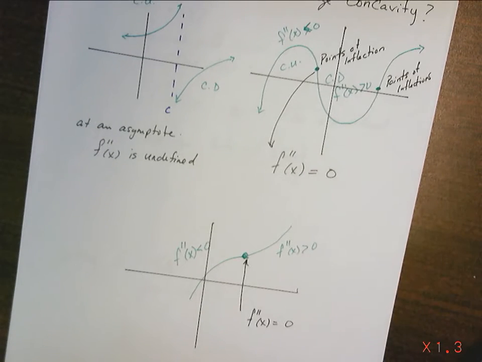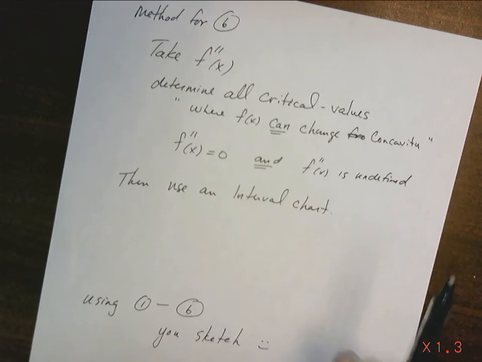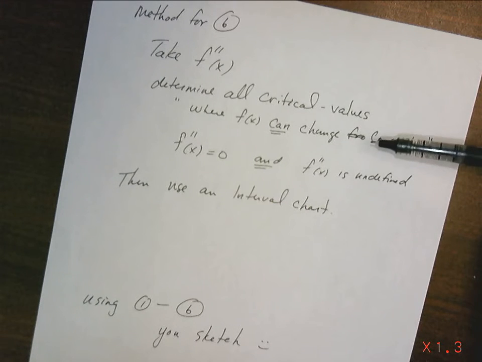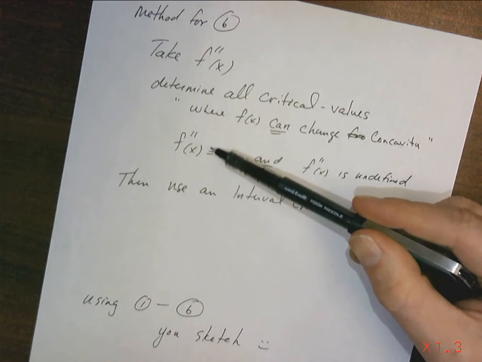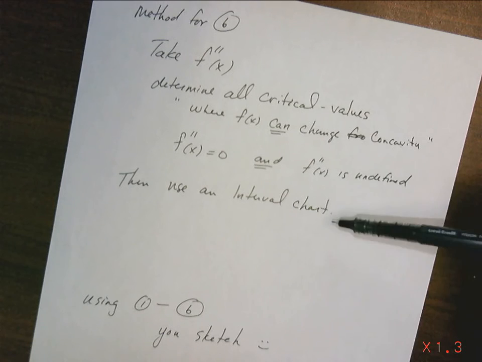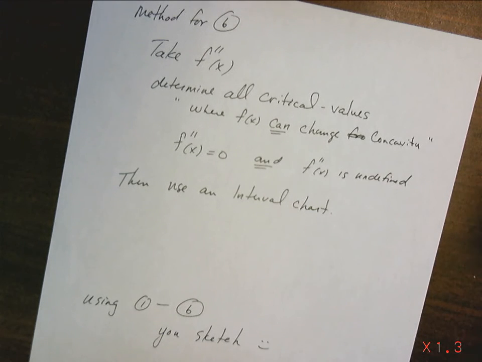Okay, that was our class. Let's see what I got. So finally, for number 6, we're going to take the second derivative. We're going to determine all the critical values. That's where f of x can change concavity, and that's going to be where the second derivative equals 0 or where the second derivative is undefined. And then we're going to use an interval chart. Using all 6 of these characteristics of the curve, we're then going to sketch the function. I'm going to stop now and I'll do an example with you.